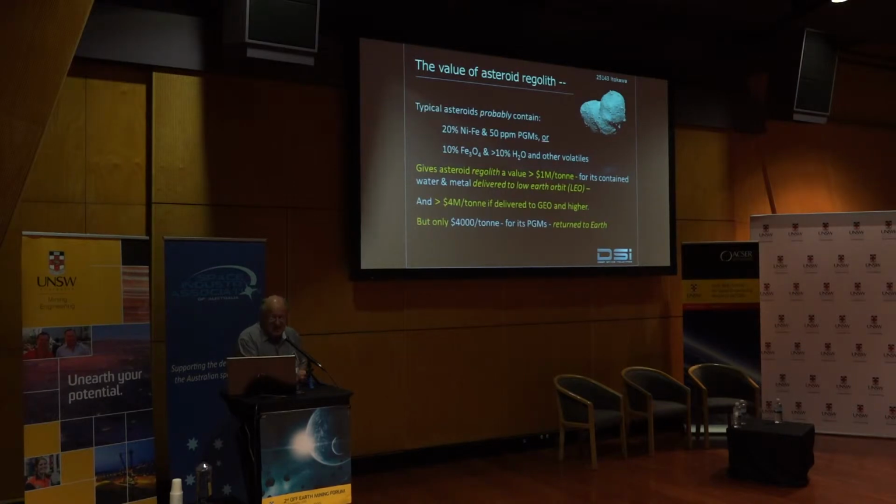These numbers give asteroid regolith, asteroid soil, recovered asteroid soil, a value presently better than $1 million per tonne for its contained water and metal delivered to low Earth orbit, and presently better than $4 million per tonne if delivered to GEO or higher. But only $4,000 per tonne for its platinum group metal content returned to Earth. That's why platinum group metals are not, repeat, not the story for asteroid mining.